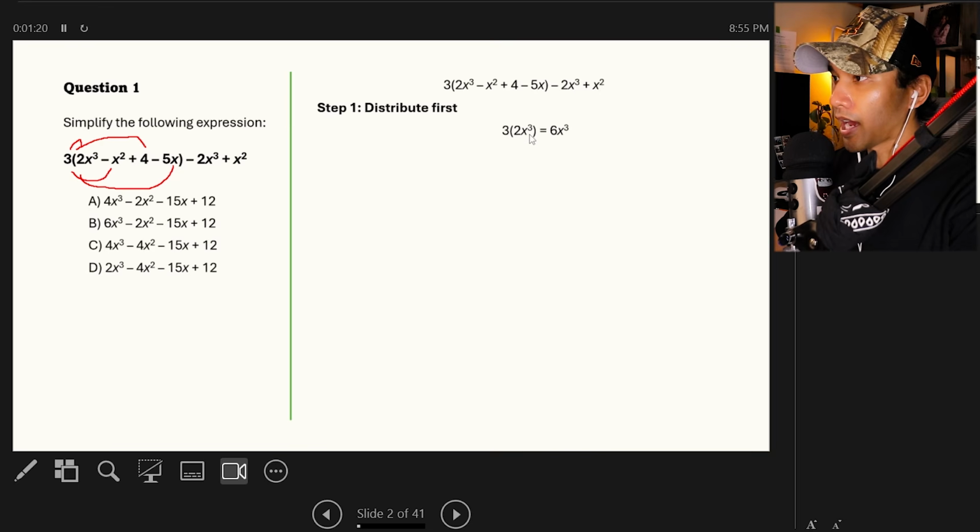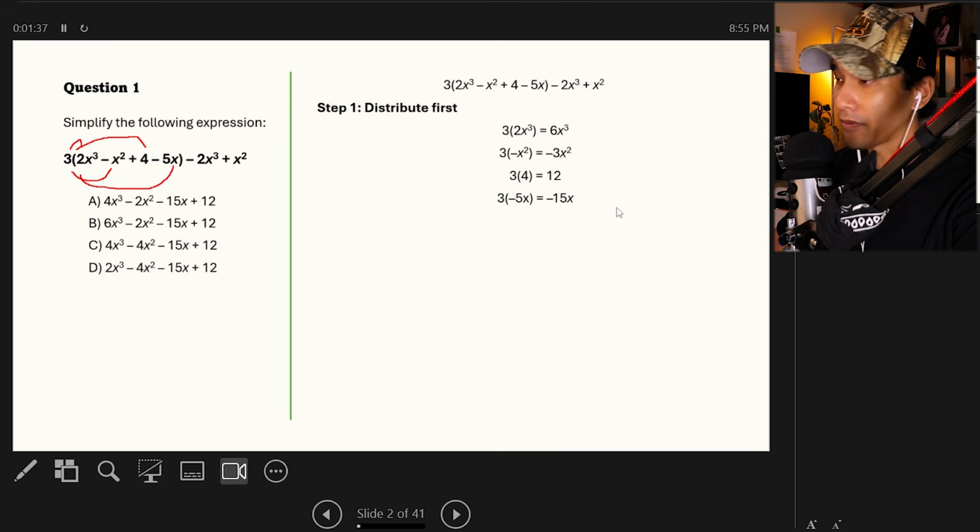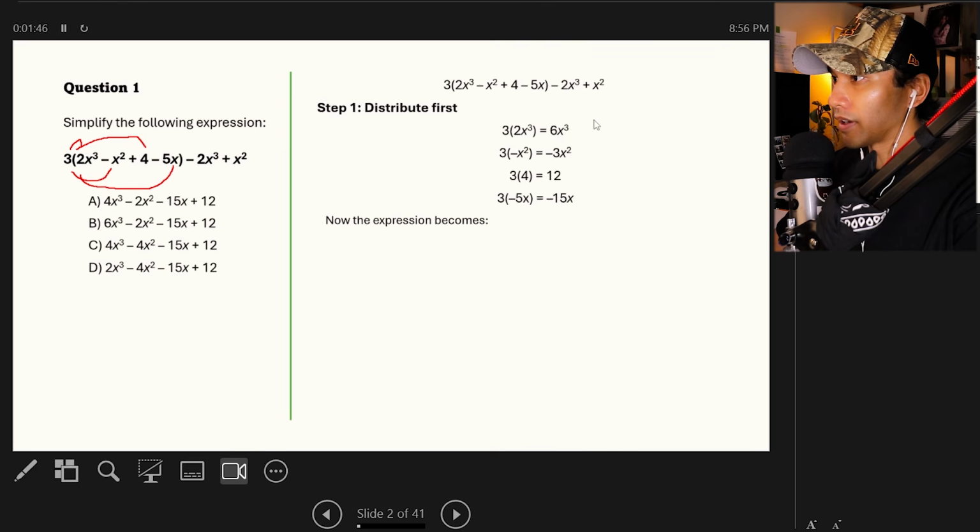3 times 2x cubed equals 6x cubed. You just multiply the 3 and the 2 and carry over the x cubed. Then 3 times negative x squared equals negative 3x squared. 3 times 4 is 12. And 3 times negative 5x is negative 15x. Now there's nothing in here where we could subtract or add with each other. Everything is its own term, and then we just plug it back into the expression.